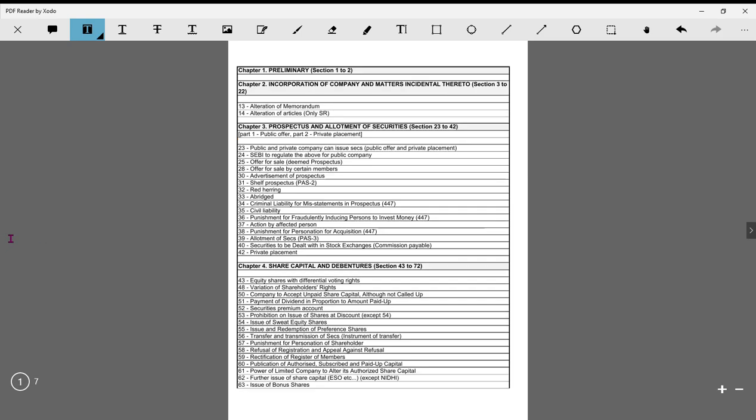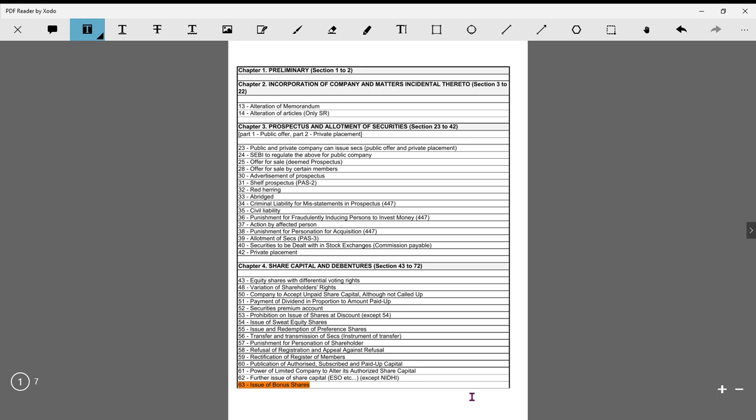Now let me give you another example. Now you just have to remember the section number of bonus shares. So what is bonus shares? It is a situation. See, I'm a person and everyone loves bonus shares. So I want bonus shares. What do I do? So the company has to give bonus shares.